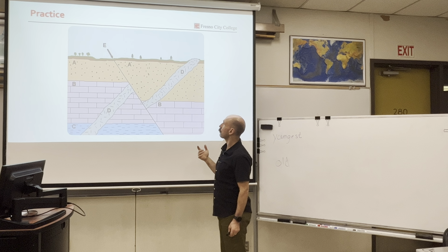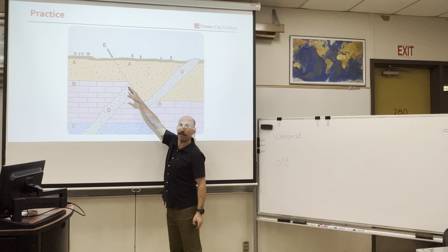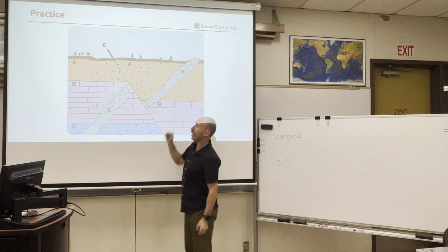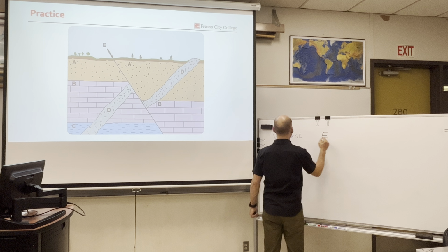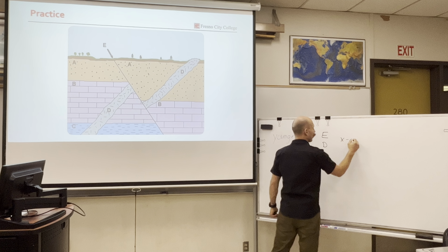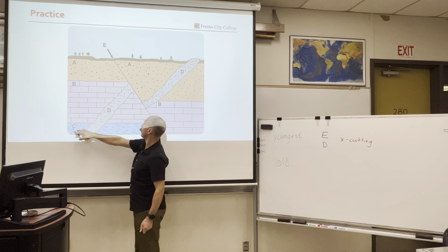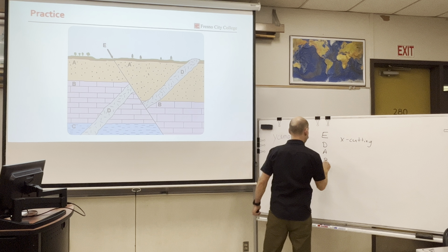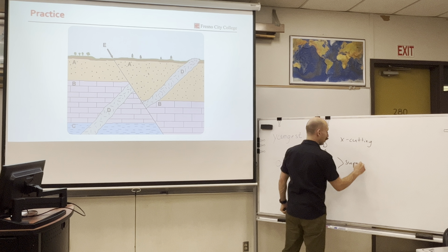Using the principle of cross-cutting relationships, E cuts across everything, so it must be the youngest. E cuts across D, but D cuts across A, B, and C. So we are going to say that E is the youngest, D is younger than E. This is cross-cutting we use to figure these out. And then C is the oldest, B is a little younger, and A is younger than B. So it's going to go A, B, C, and we've got these through superposition.